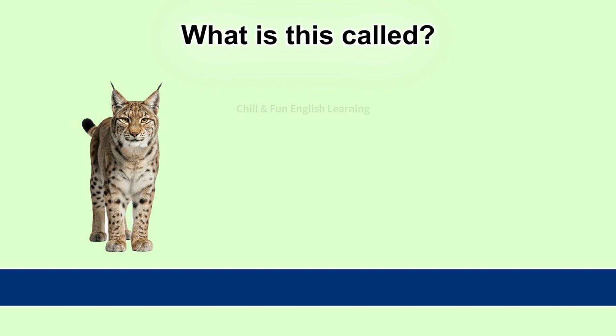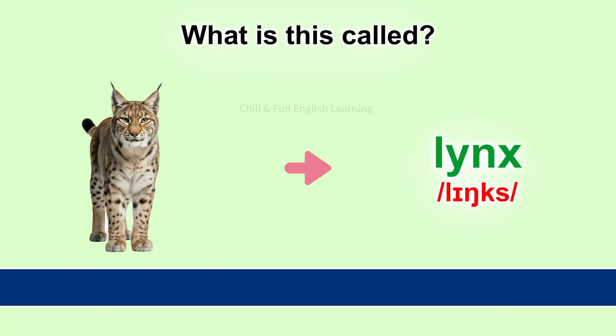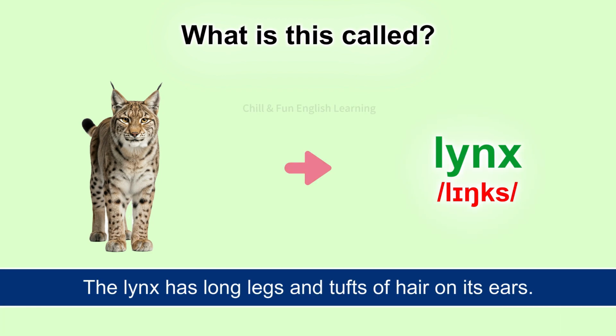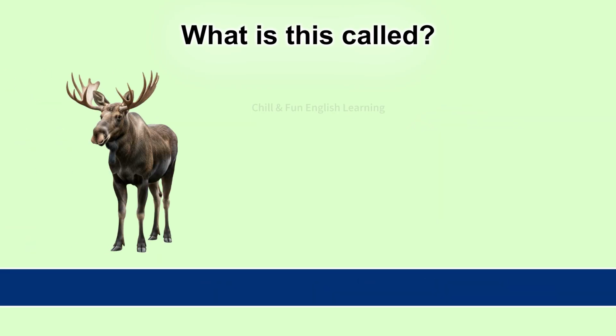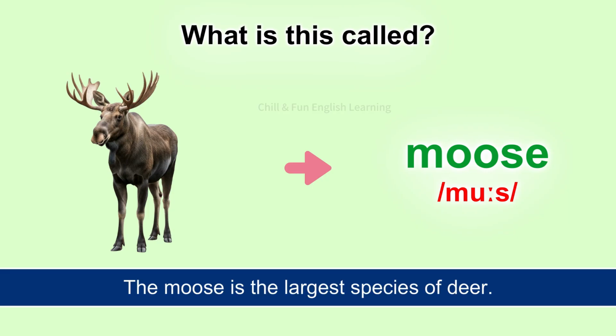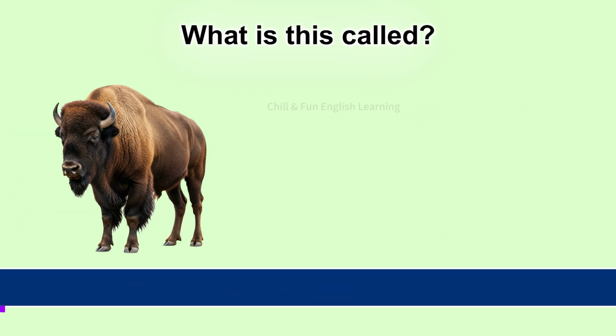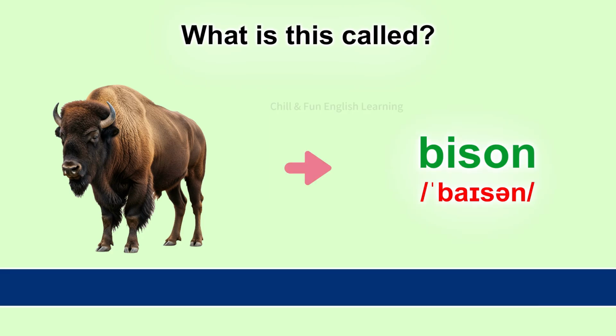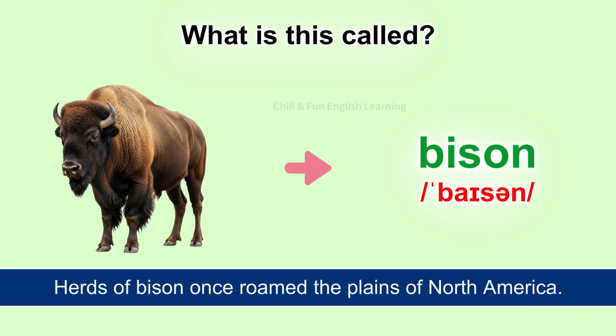What is this called in English? Lynx. For example, the lynx has long legs and tufts of hair on its ears. What is this called in English? Moose. For example, the moose is the largest species of deer. What is this called in English? Bison. For example, herds of bison once roamed the plains of North America.